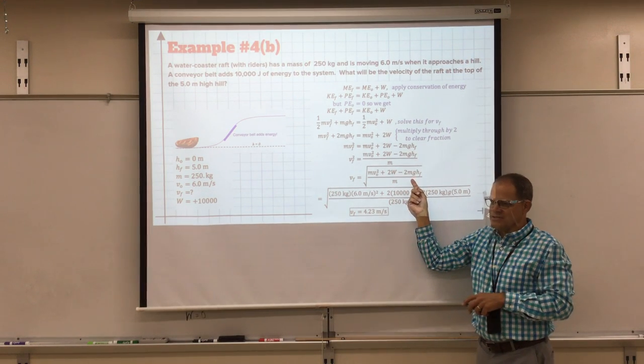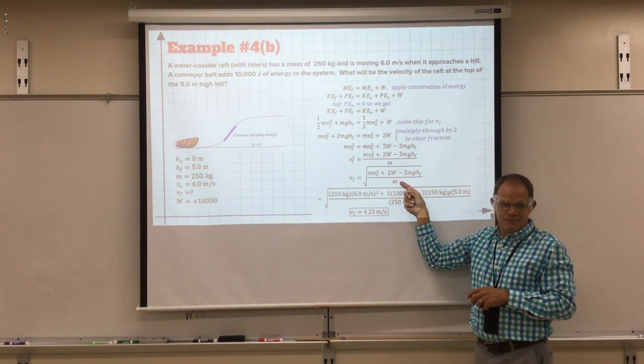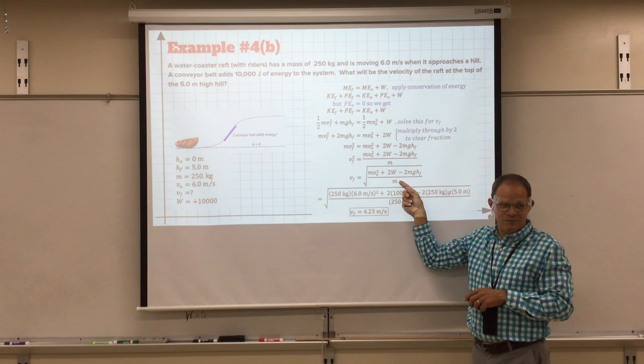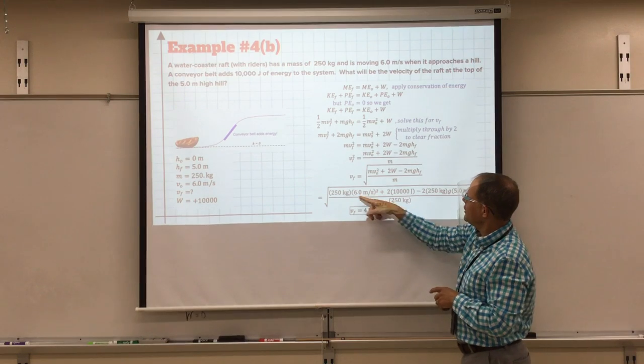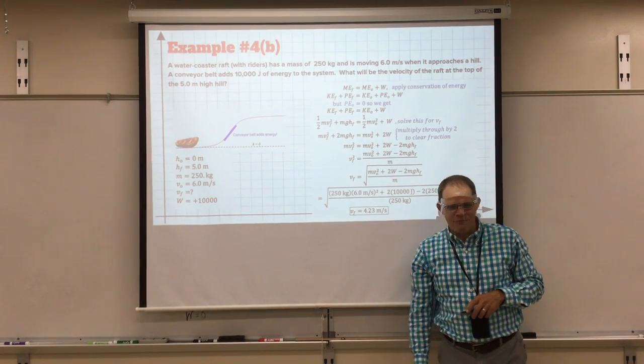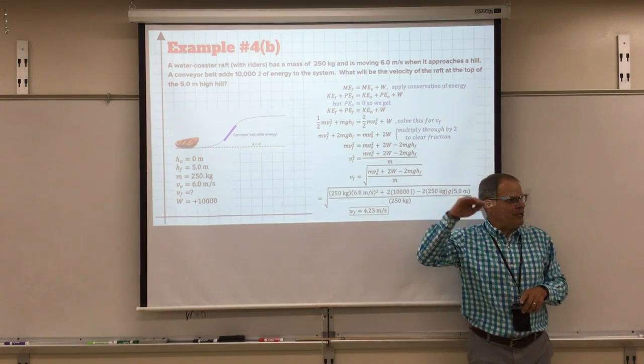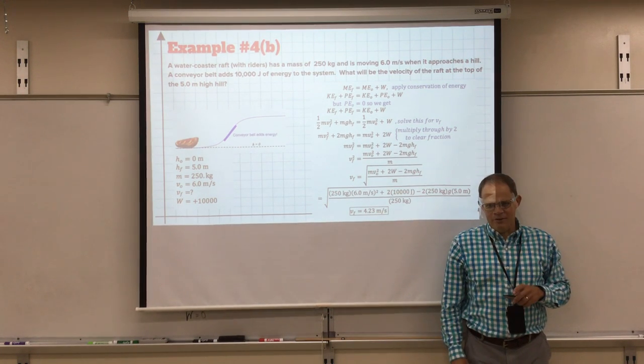So this is the algebraic solution for the wildebeest. Okay? It's a lot of work. Don't worry, you won't have to do it every time. That's just a more challenging problem. Plug in all your numbers, and it turns out you're going about 4.2 meters per second at the top of the hill with the help of the conveyor.